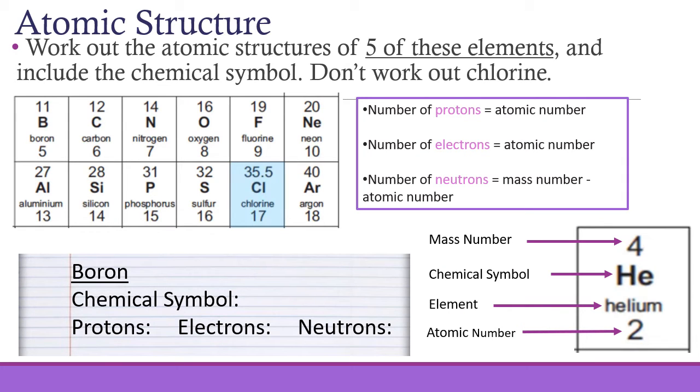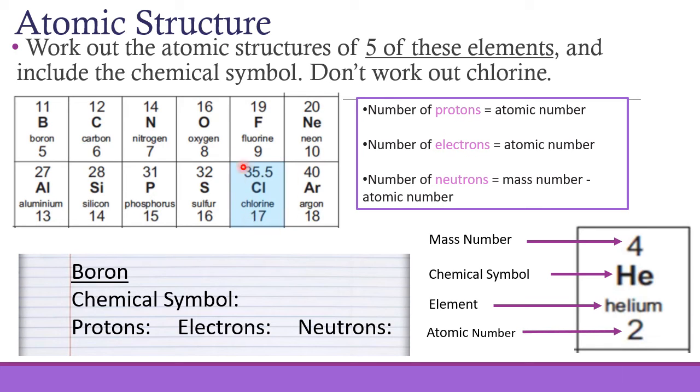Okay, now that you've worked out the atomic structure in a helium atom, what I want you to do now is look at this section of the periodic table here. Look at this little table. Now what I want you to do is work out the atomic structures of 5 of these elements. I just want you to choose any 5, and please include its chemical symbol.